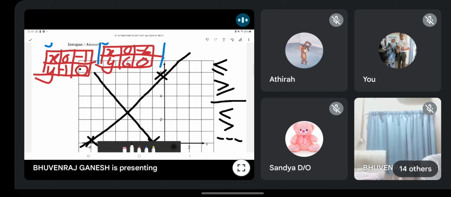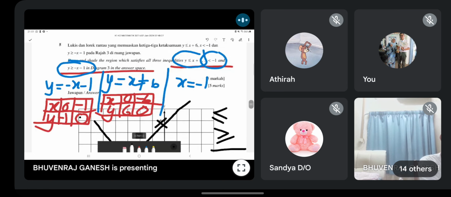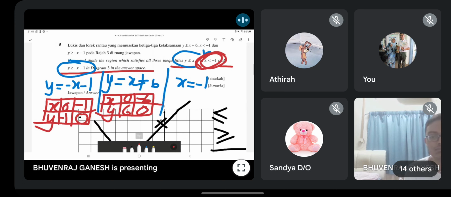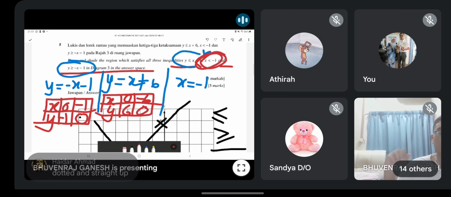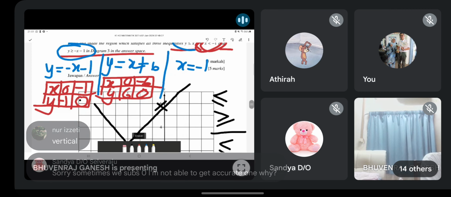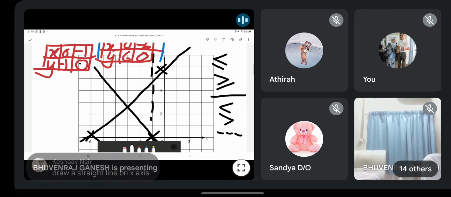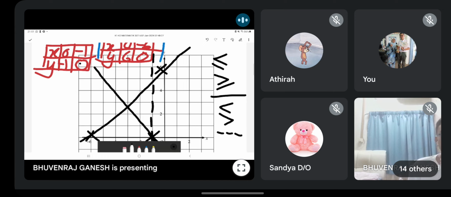Okay, next one. X less than negative 1. So guys, persamaan yang ni, this one over here. Macam mana lukis ni ya? Can anyone describe to me macam mana garis dia nampak? How will the line look for this? Is it vertical? Is it horizontal? Yes, vertical, straight up. Dia menegak. X equals negative 1. Make sure dotted guys. X equal to negative 1 like this. Okay? Yeah, correct. Okay, like this lah.